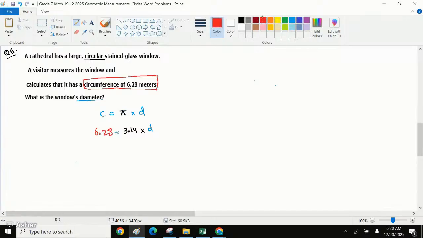So if 6.28 is divided by 3.14, it should be equal to the diameter. Once we divide 6.28 by 3.14, the answer would come out to be 2. And since it's in meters, we write meters over here.